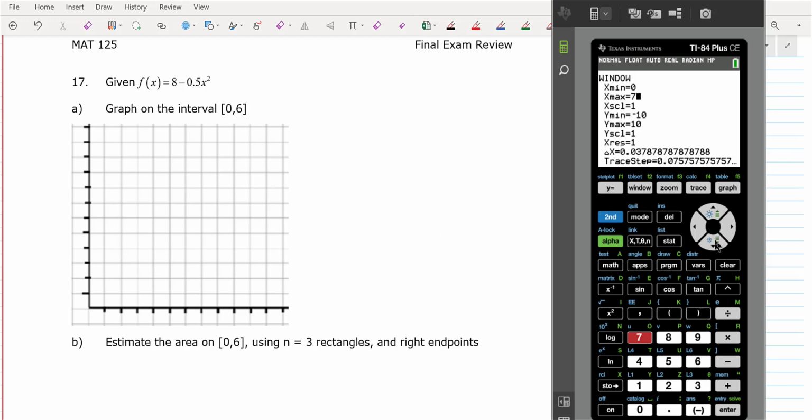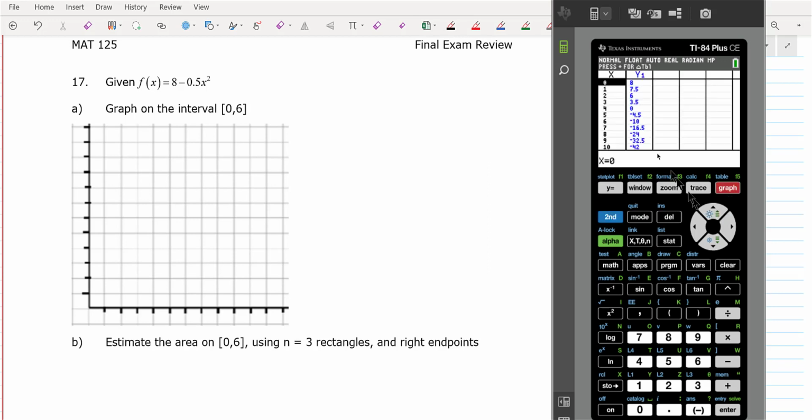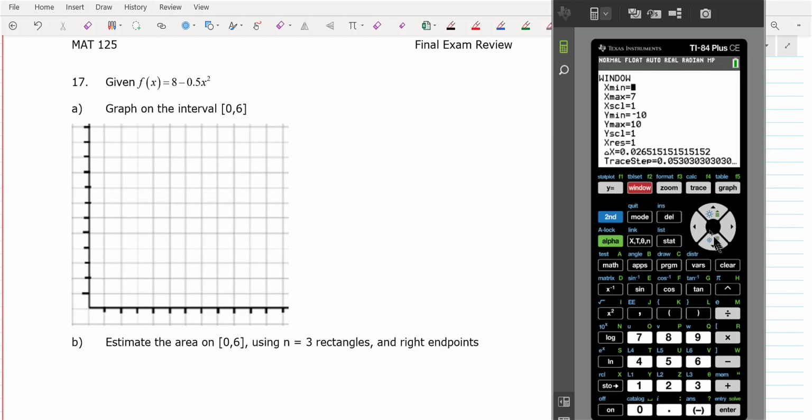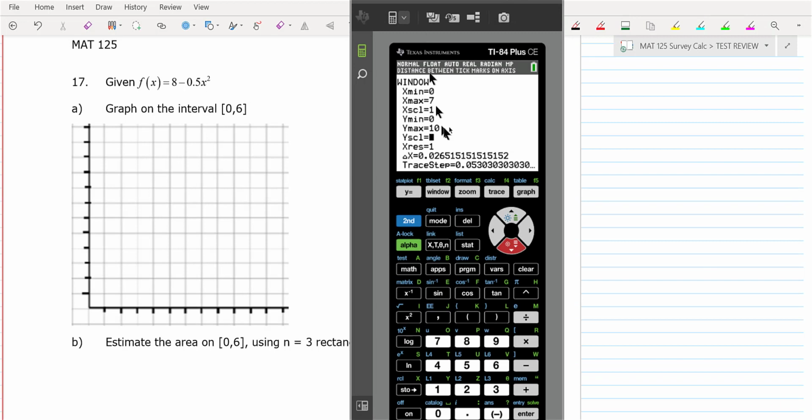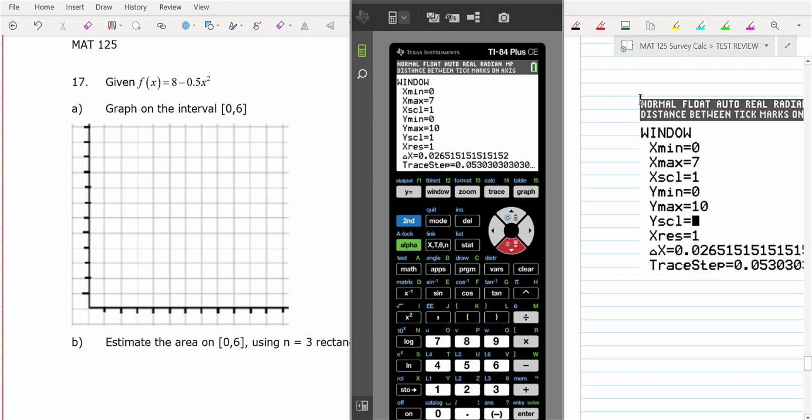So I'm going to go like that. For your Y window, I sometimes wonder if students spend too much time on a test figuring out the Y window. What I've been showing you is go to your table of values and just look at how the Y values change. It looks like it starts at 8 and it goes down. So that means a good Y would probably be something like 0 to 10, scale by 1 like that. So that's a good way to get the graph set up.